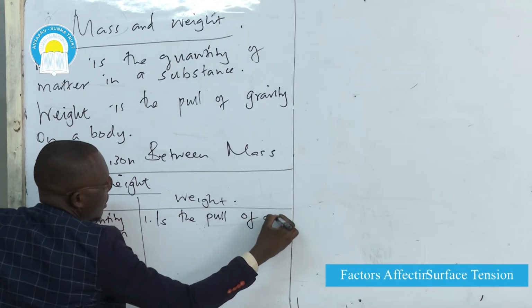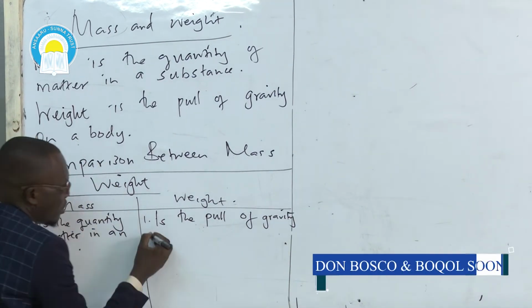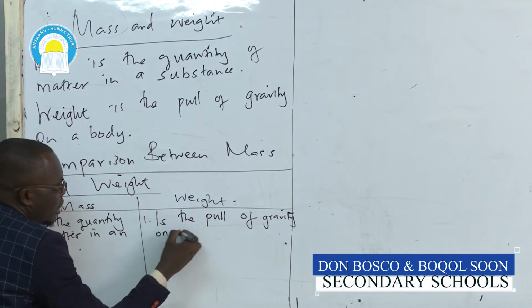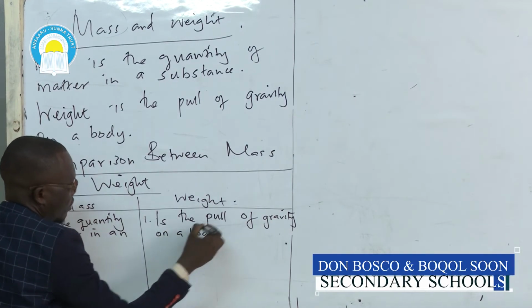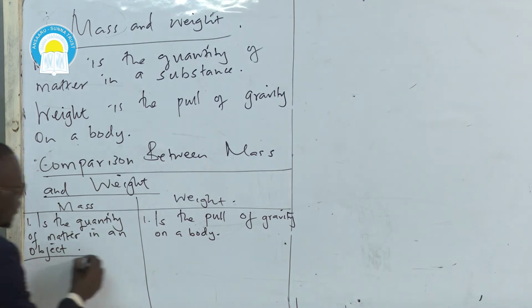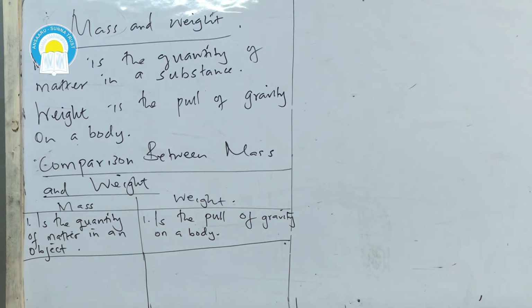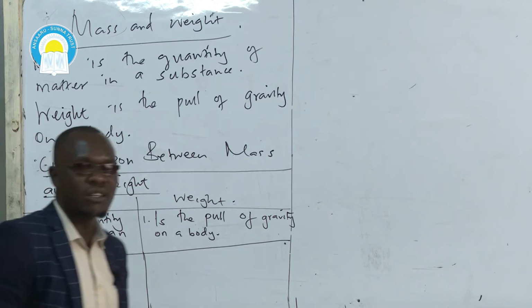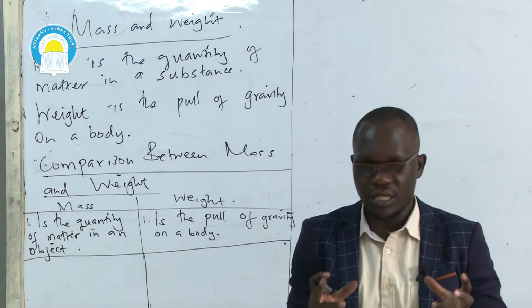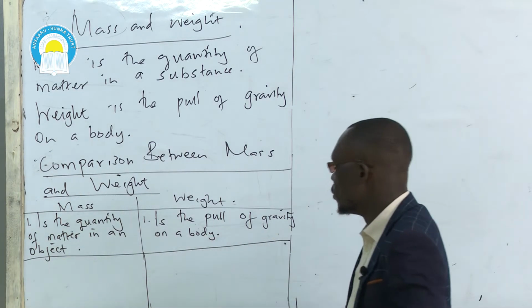Pull of gravity on a body. That is our first comparison. If you compare mass and weight, you find that mass is the quantity of matter in an object. In other words, how many particles are contained in a body. That is mass. But weight is the pull of gravity on a body.